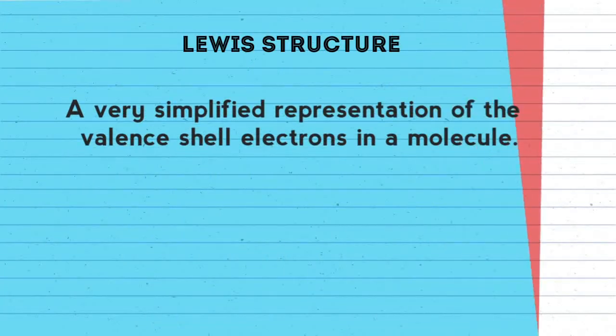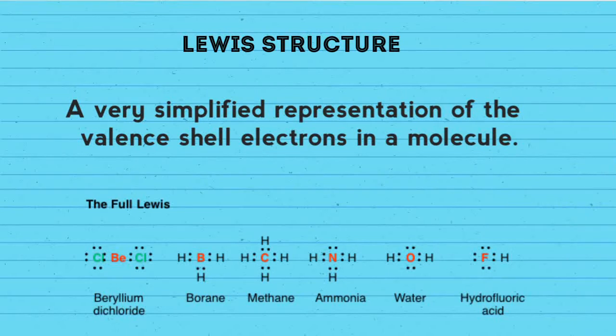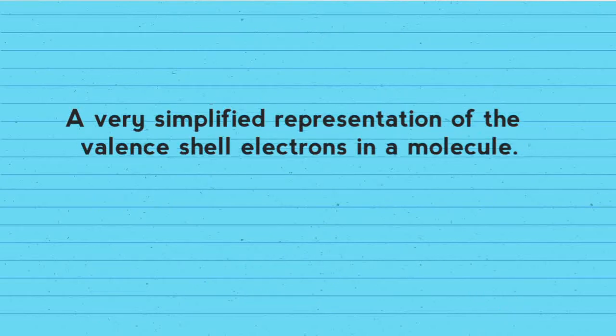And last, the Lewis structure. A Lewis structure is a very simplified representation of the valence shell electrons in a molecule. It is used to show how the electrons are arranged around individual atoms in a molecule. Electrons are shown as dots or, for bonding electrons, as a line between the two atoms. That's why it is also called an electron dot structure. This is going to be the highlight of this video.